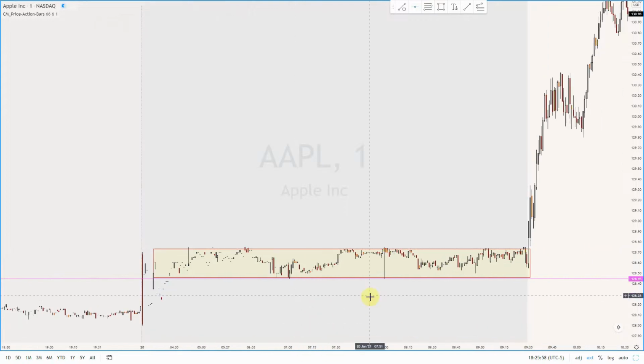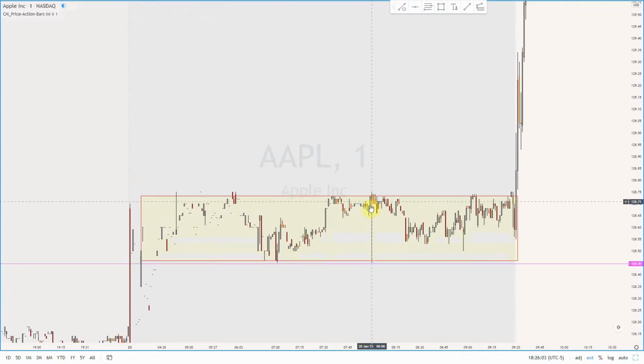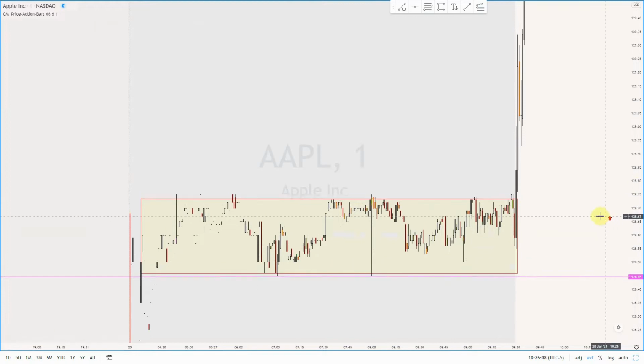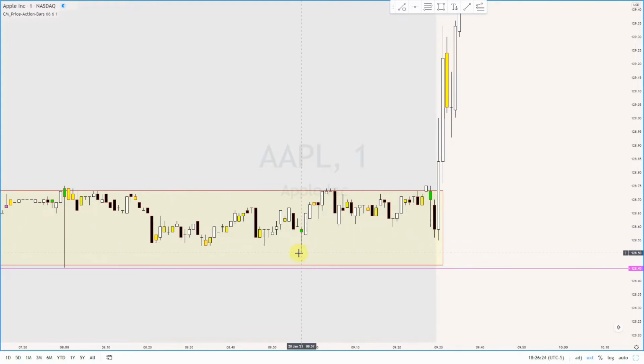Because see, it kept trying. Let me make this bigger. It kept trying to bust through the downside here several times and couldn't do it. You can also see on pre-market that going into the up, and I guess this is a little wonky, but we did have a low, a high, a higher low, a higher high, right before, and then a quick little pull.